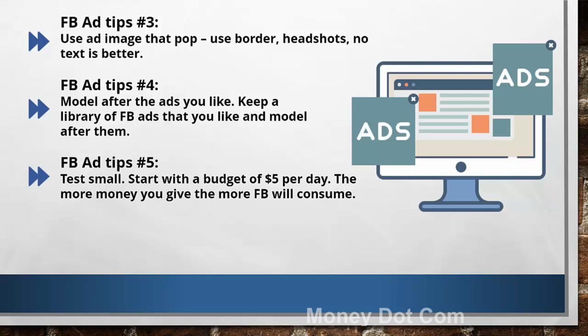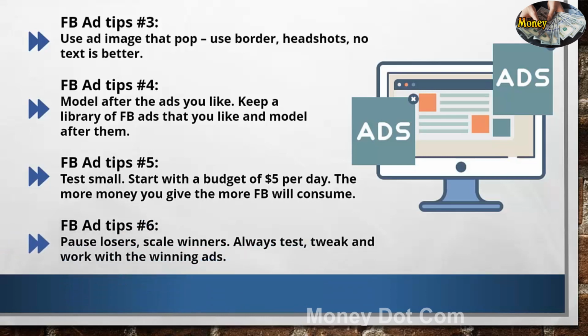Start with a budget of $5 per day because it will spend less and it's cheap. The more money you give, the more Facebook consumes. So if you give Facebook $500 a day, it just spends and consumes all of it in one day, just giving you a higher reach. But once you give them a lesser amount of money, Facebook will be very choosy in showing your ad to people. You can also test 5 or 6 different kinds of images with different text and headlines to see which one is performing better.